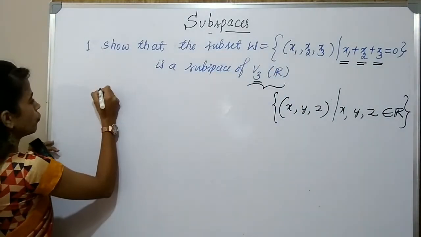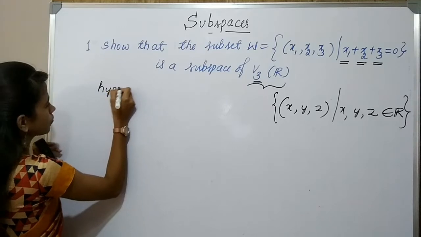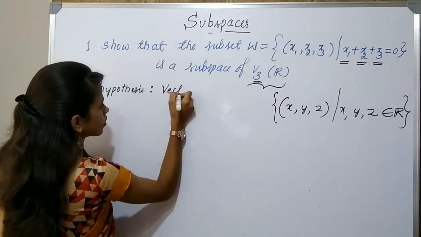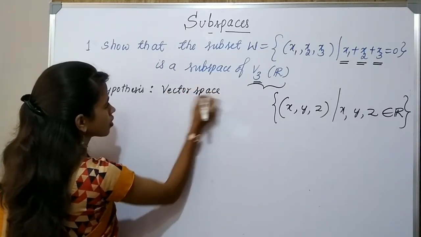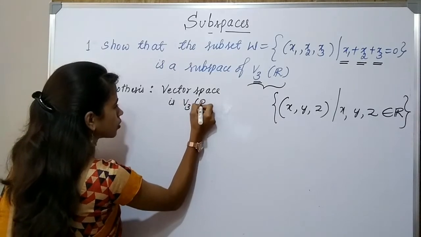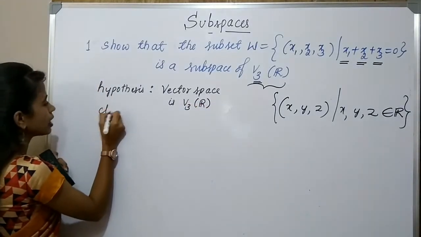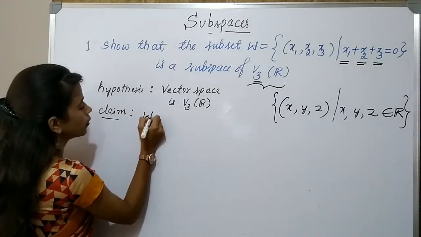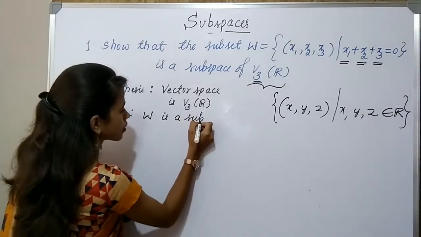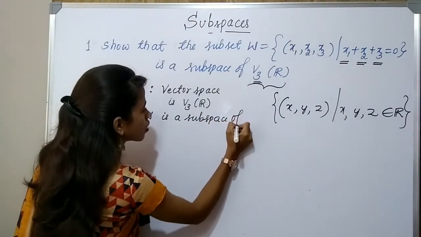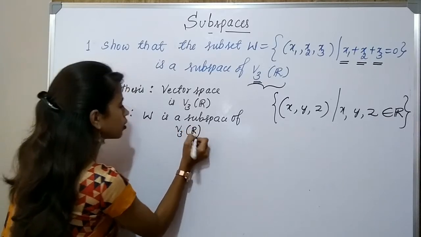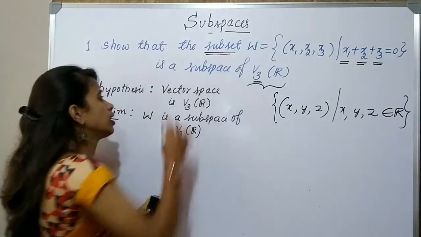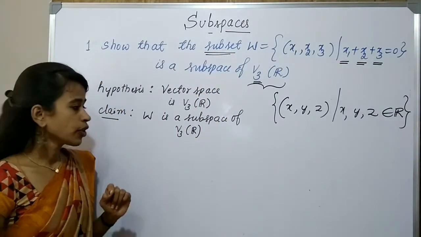Okay. So first, what is the hypothesis? Hypothesis means the given information. Here, the given vector space is V3 of R. Okay. So claim: we show that W is a subspace of V3 of R. To show that this subset is a subspace of V3 of R, here we have two methods.